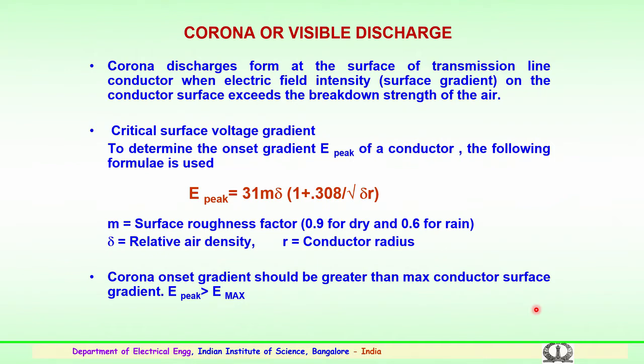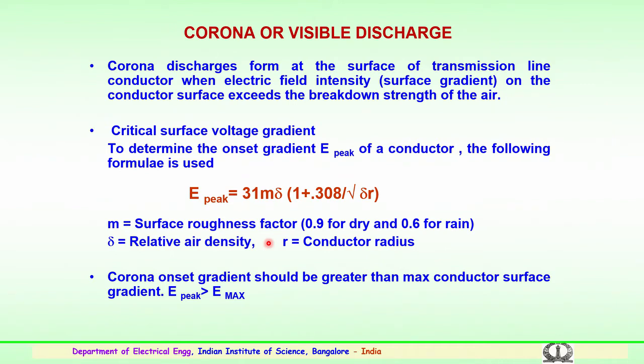So, to determine the onset gradient, that is the inception gradient E peak of a conductor, the following formula is employed. This E peak, the onset or inception gradient, is equal to 31 m delta into 1 plus 0.308 divided by root of delta r. Where E peak is the inception or onset gradient, m is the surface roughness factor.